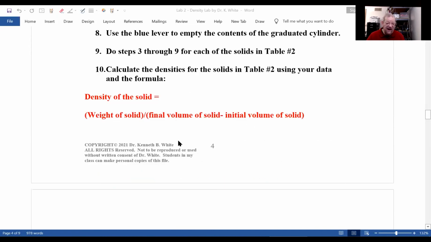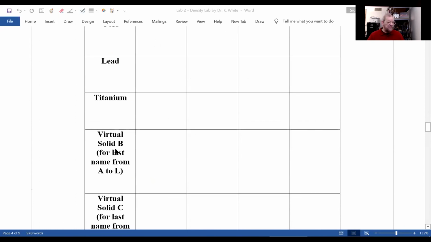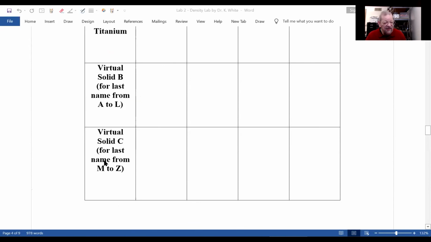Calculate the density. Now here, it's weight, but what's the volume of that solid? It's the final volume minus the initial volume of the water in the graduated cylinder. And here are different ones you'll try. And again, we also have some unknowns. For those of you last name A through L, do solid B. For those M through Z, solid C.